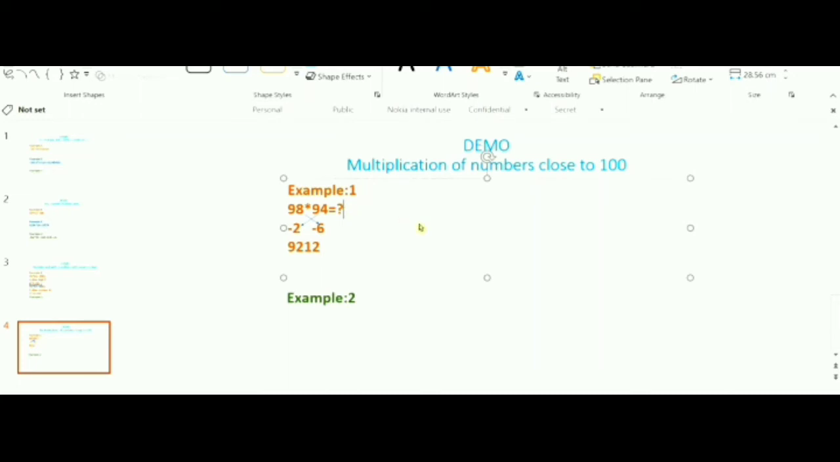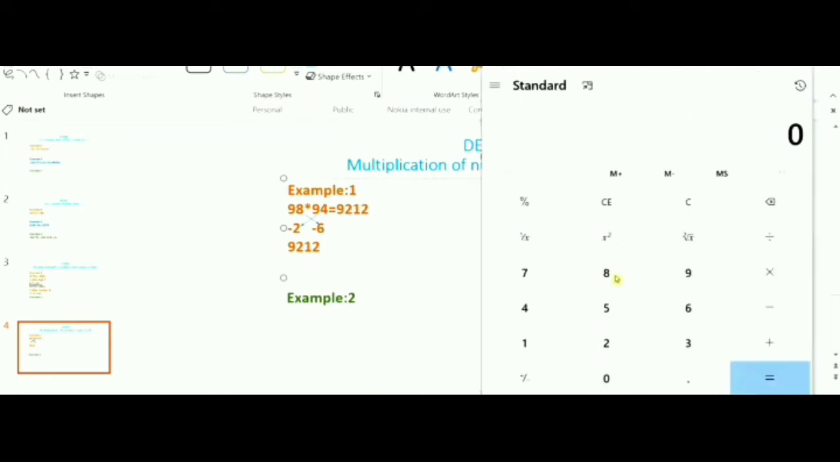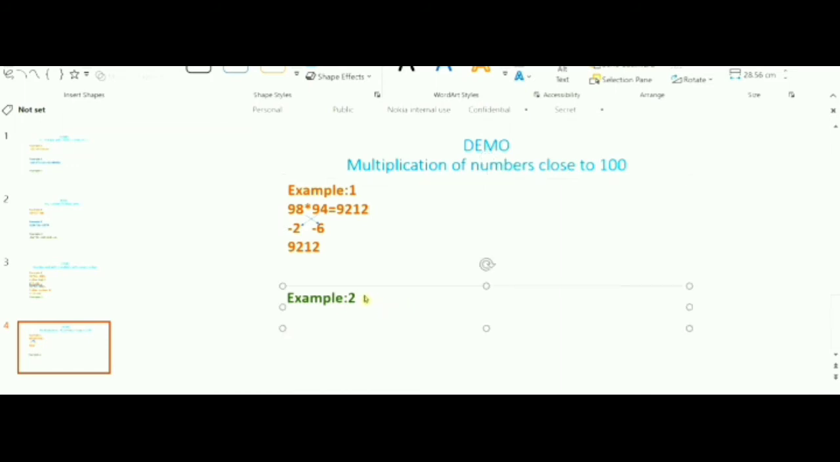So you can mention here the answer is 9212. If you can see this calculator, let's do it and find out whether it is correct. 98 into 94, what is the answer? 9212. Perfect. So the answer is correct. Similarly, I will take one number which is a little higher than 100. So take 102 into 104. What will be the answer?